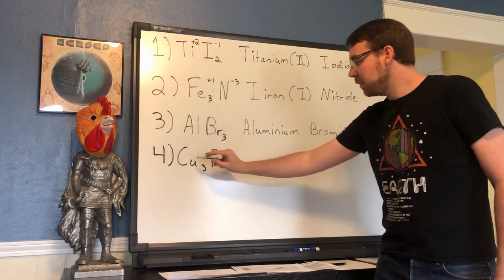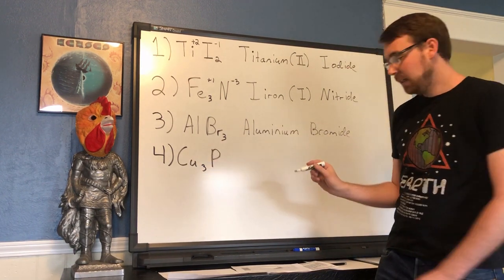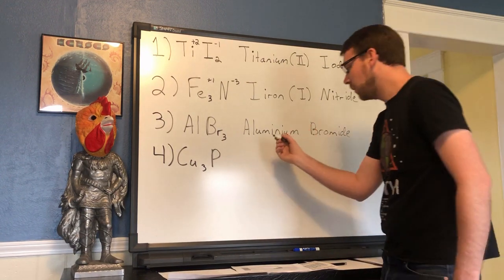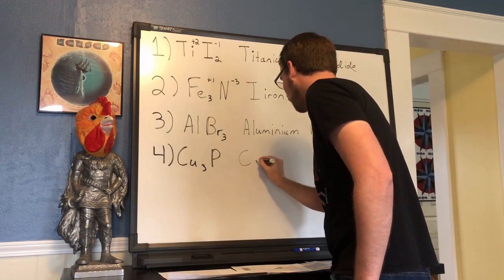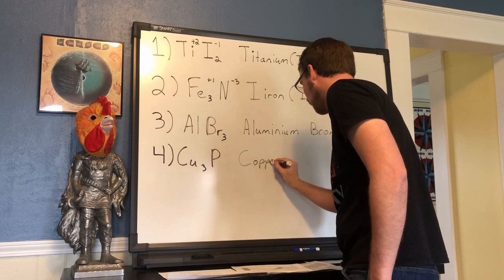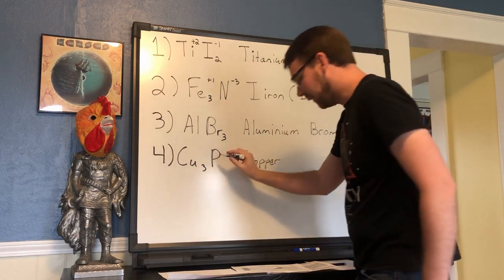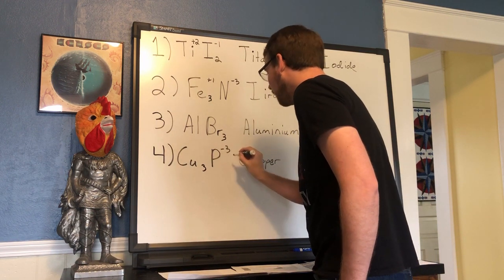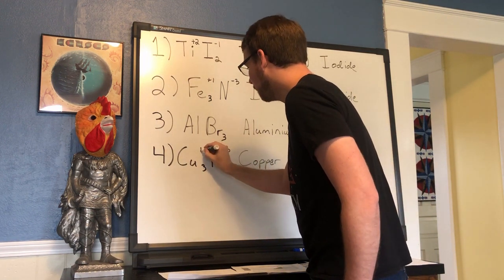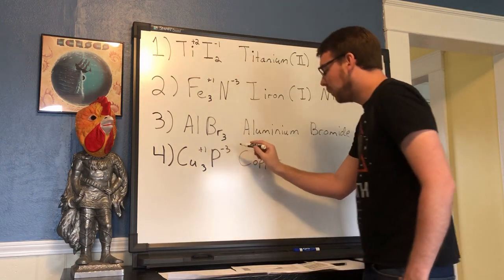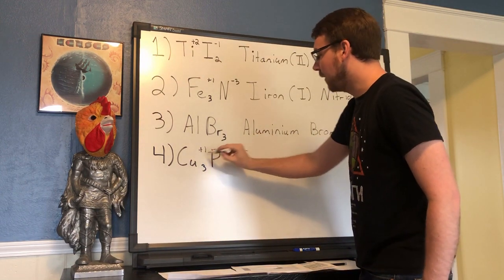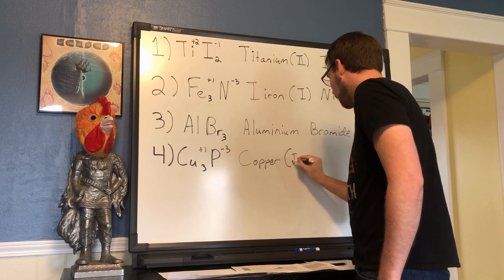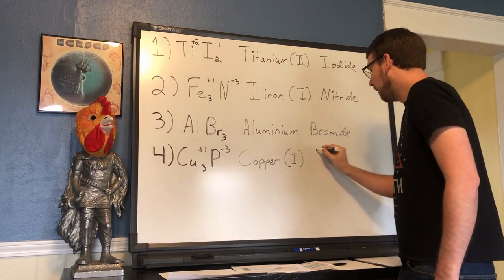Lastly, we have copper with phosphorus. Copper can have multiple charges, so it will need a Roman numeral. So we're going to have copper. Now we need to think. Phosphorus is always a -3. So the copper must be +1, so that we have a +3 charge and a -3 charge. So we have copper, Roman numeral 1, phosphide.